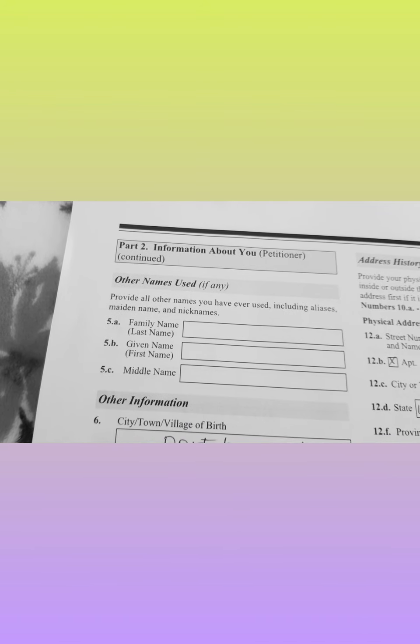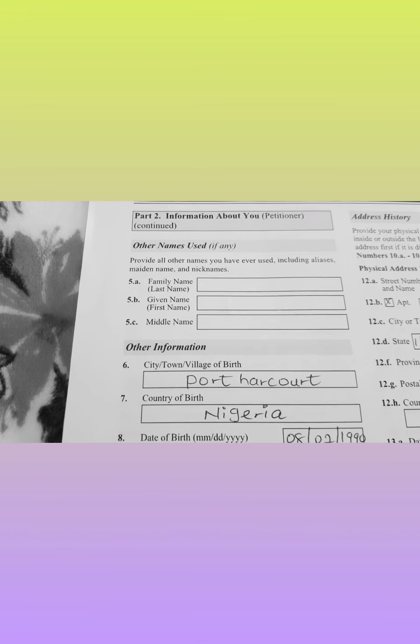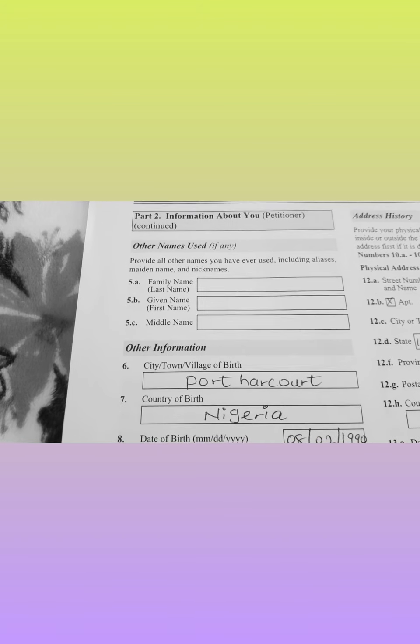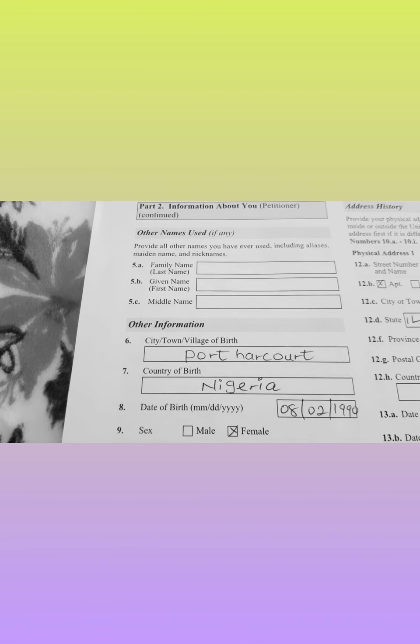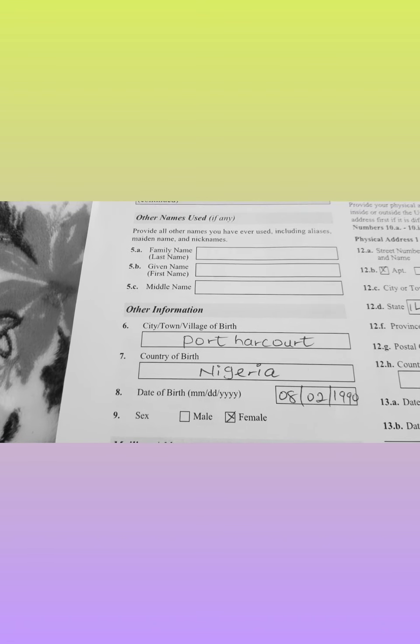Part 2, information about you, petitioner, the continued one. It says other names used, if any. It says provide all other names you have ever used, including aliases, middle names, and nicknames. 5A says last name. So if you have ever used any middle name, nickname, or alias, you have to indicate it, like a last name or a nickname. 5B, same thing, first name. 5C, middle name. So indicate which one of them.